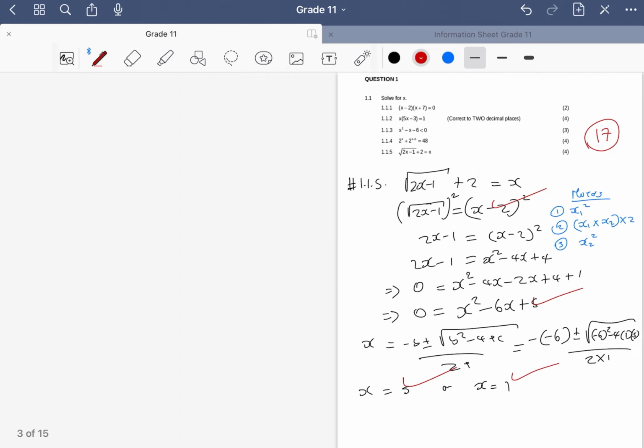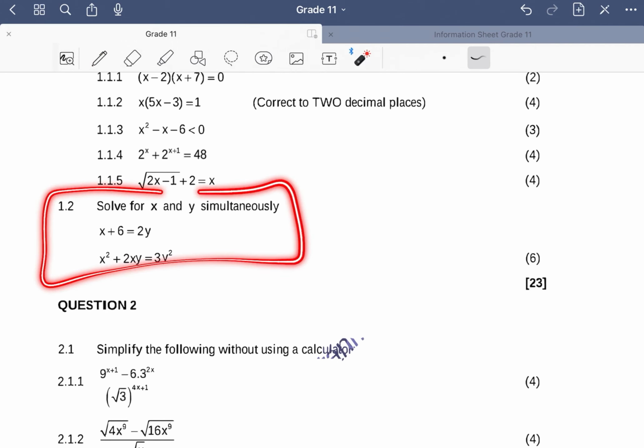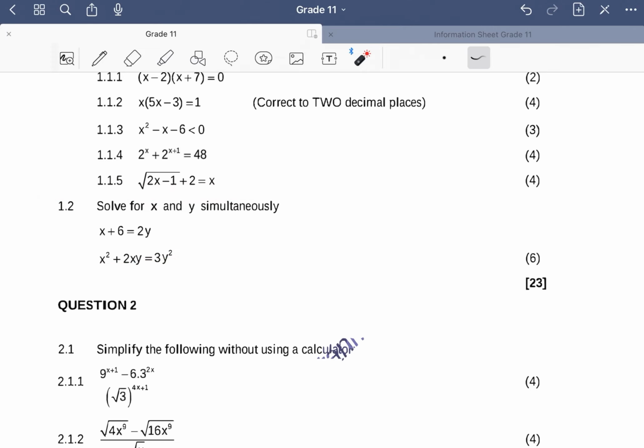In this video, I'll be doing this question here: solve for x and y simultaneously. I'll be doing simultaneous equations. It looks complicated.